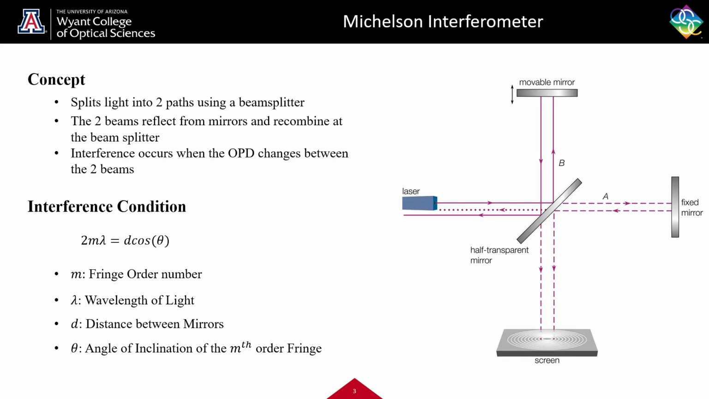So here's a little bit of background of what a Michelson interferometer is. All it is is a laser that's being split by a beam splitter, being reflected back to that beam splitter using two mirrors, and then you are able to observe interference on an image plane where there's a change in optical path distance.